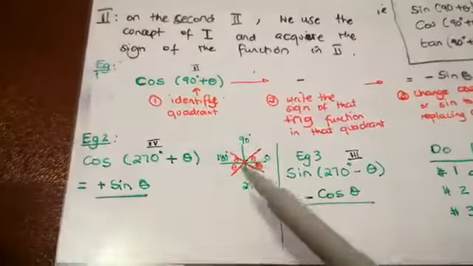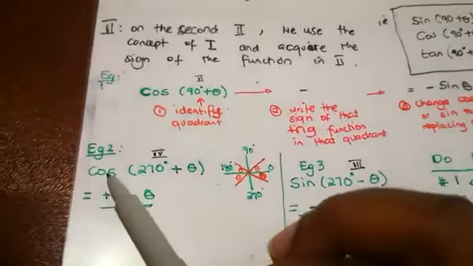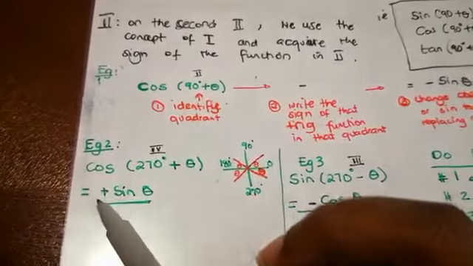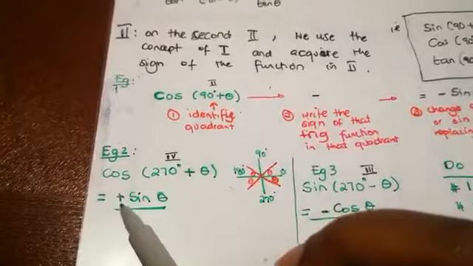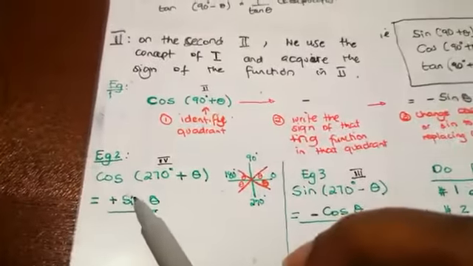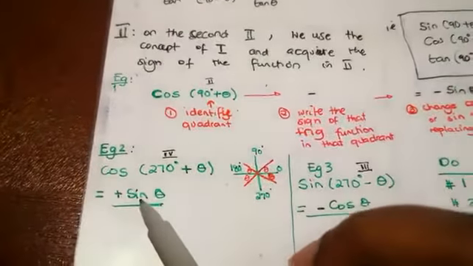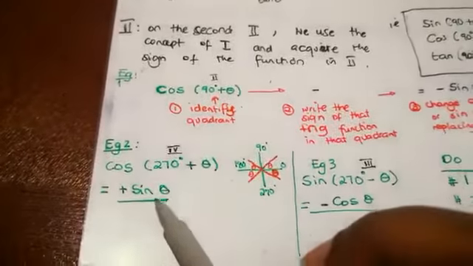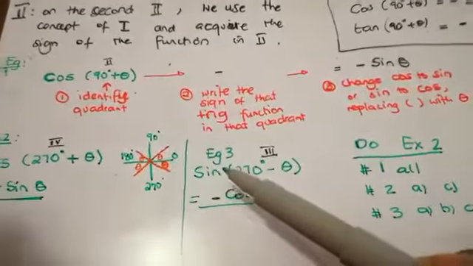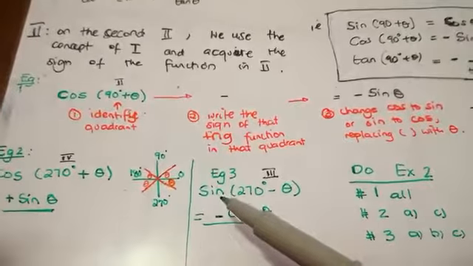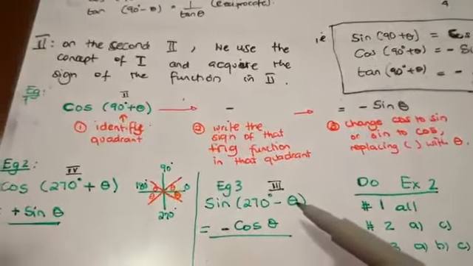So what is the sign of cos in the fourth quadrant? Cos is positive in the fourth quadrant. That is why the answer here is positive. And then all you do is you replace cos with sine, and the bracket you replace with theta. That's it. Okay, and then here you've got sine of 270 minus theta.